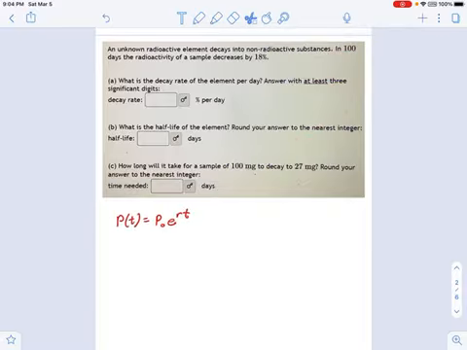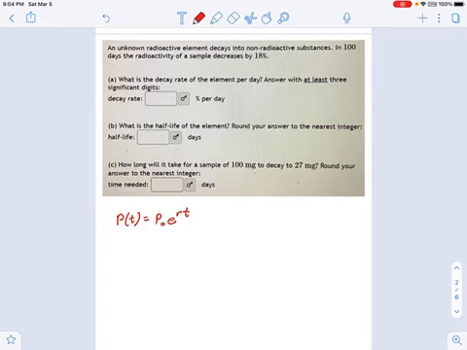I'm going to take my equation down here. And let's take a look at what we're given. We're saying in 100 days, okay, that's a time right there. So I know right away that something is going on in 100 days. The radioactivity of a sample decreases by 18%. So what's decreasing? It's how much of a sample you have. You can think of radioactivity as your population, if you like. Whatever that is, decreased by 18%.